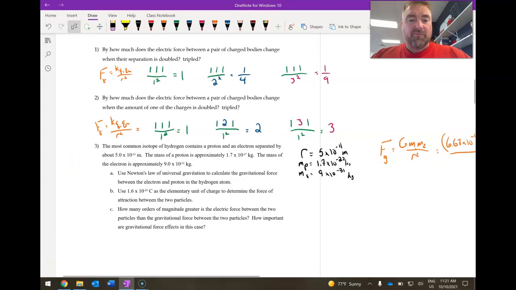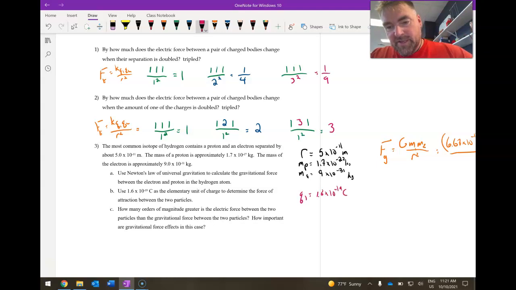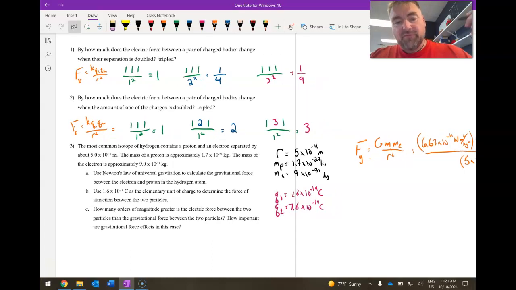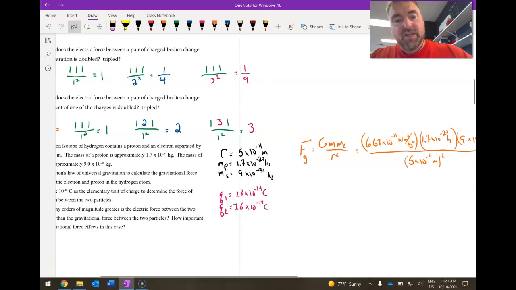Okay? If we look at part B, it says using 1.6 times 10 to the negative 19th as the elementary unit of charge. So you have to remember that both a proton, 1.6 times 10 to the negative 19 coulombs, and an electron both carry one elementary unit of charge. Okay, technically the electron is going to be negative. And so we know that we can find the force between this attraction, the electric force, by using our Coulomb's law formula.